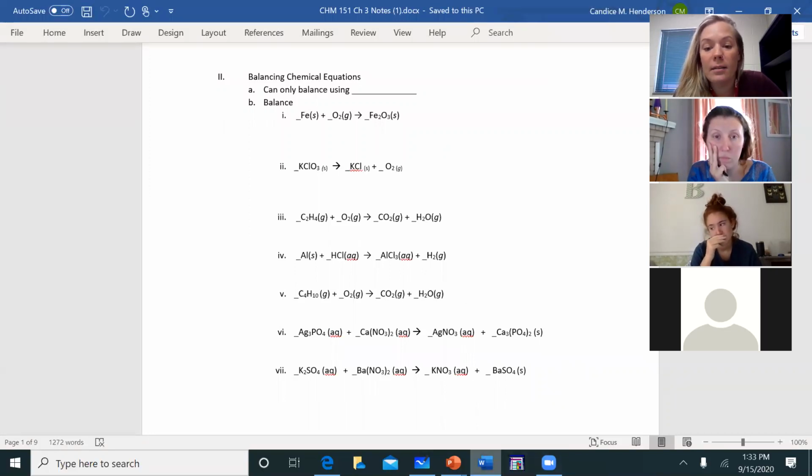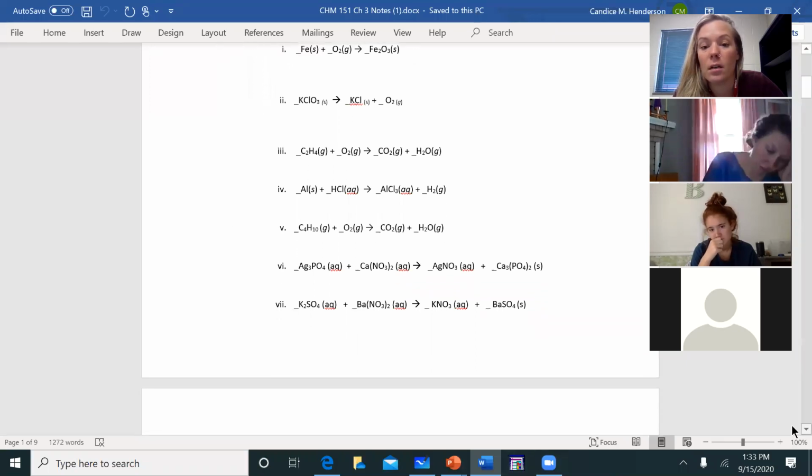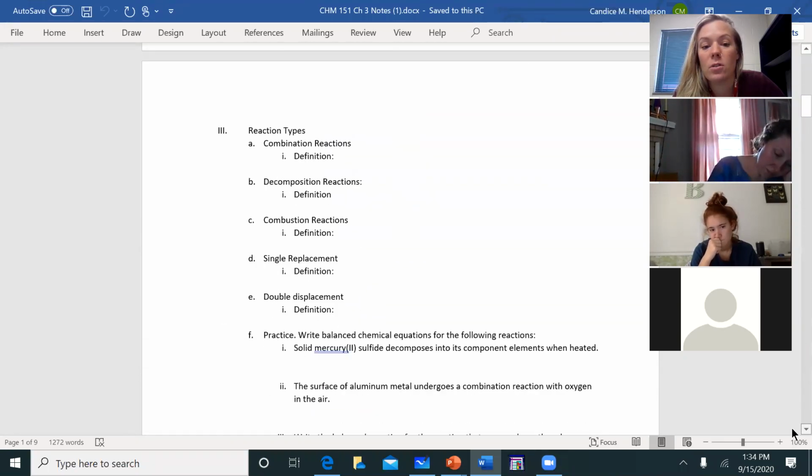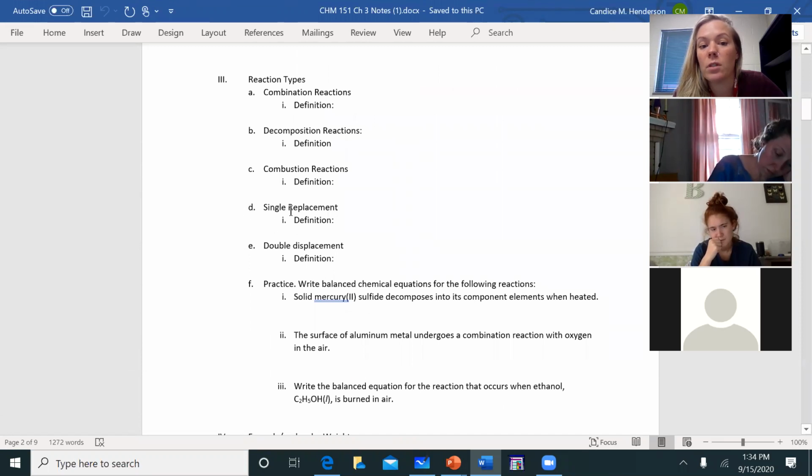Now the slides don't talk about what would 1, 2, 3, 4. This we'll talk about this one right now. Okay, so this is an example of a single displacement reaction. So if we scroll down on the notes here, they do. It does prompt you to know single displacement and double displacement.